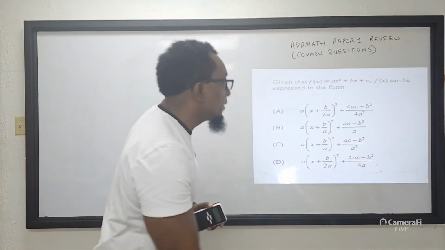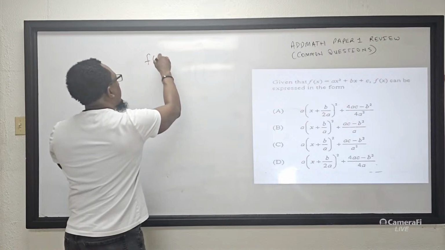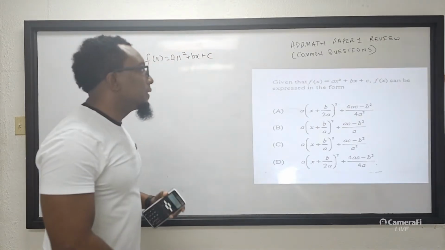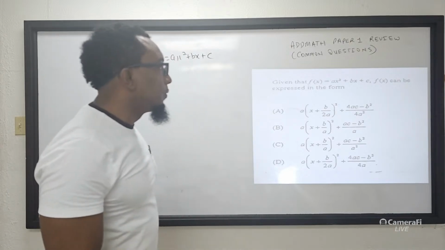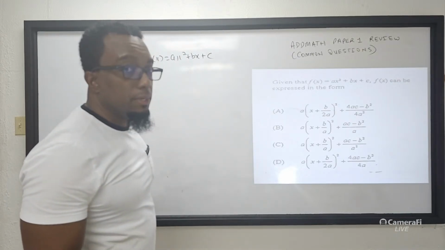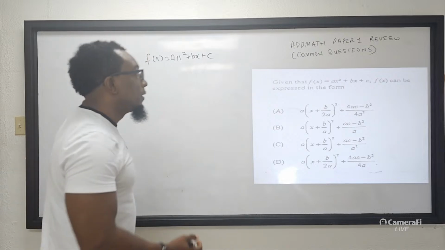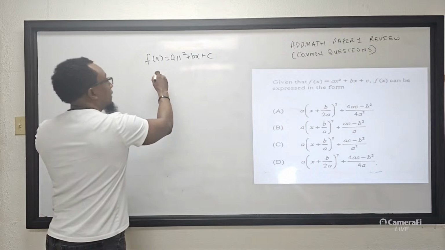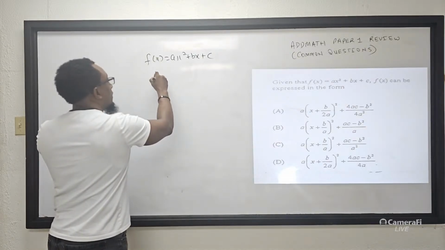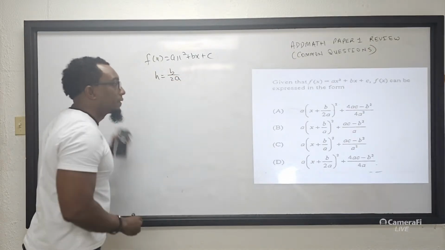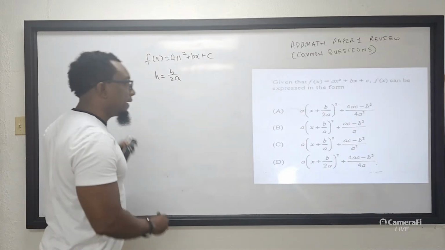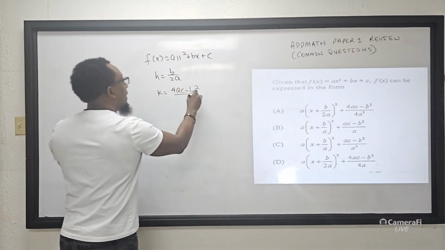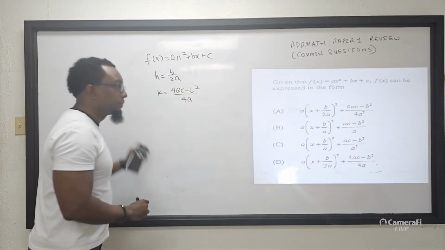Given f of x is equal to ax squared plus bx plus c, it can be expressed in the form what? So this here is completion of squares. So this is why it's important for us to know the formula. So we know that h is b over 2a, and k will be 4ac minus b squared all over 4a.